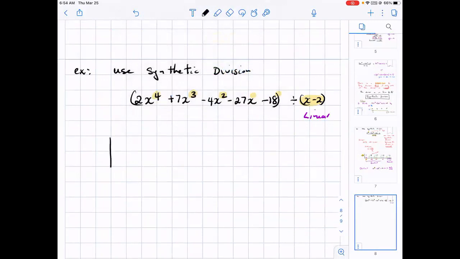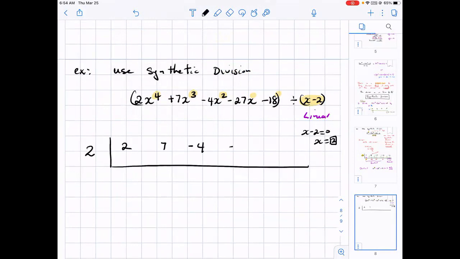Remember, to use synthetic division, the divisor has to be linear. So then here we put 2. How are we getting 2? Because x minus 2 equals 0, so x is equal to 2. It has to be the solution. And here we use the coefficients 2, positive 7, minus 4, minus 27, minus 18.